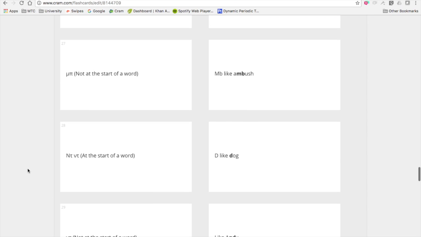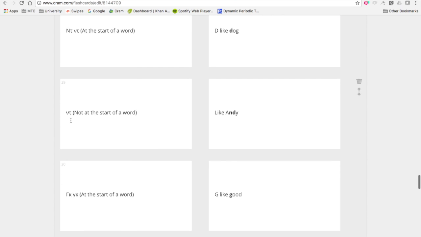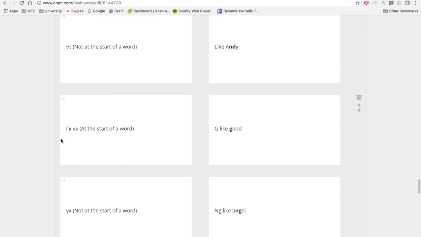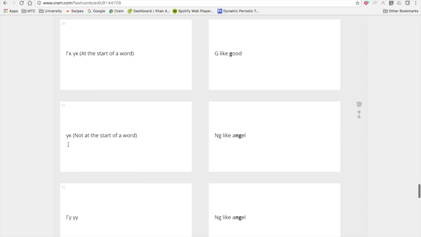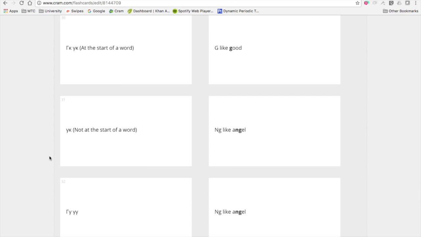Then we have nu and tau. At the start of a word would make a d noise. And then not at the start of the word would make an nd, a little bit like Andy. Then we have gamma and kappa, which would make a g noise at the start of a word. And then the same letters would make an ng if it's not at the start of the word.